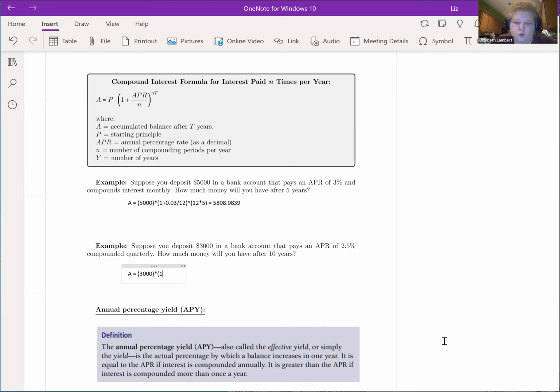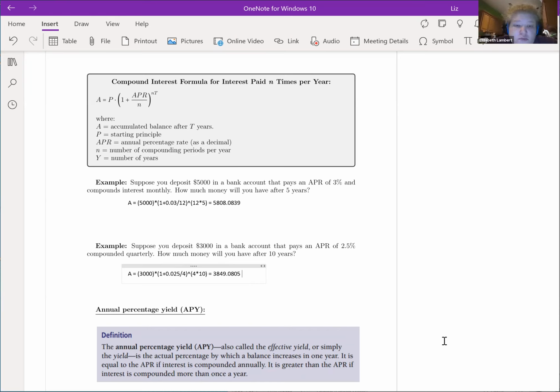And then we're going to do 1 plus our 2.5%, which is 0.025. And we're going to divide that by 4, because quarterly is 4 times a year. And that is going to get raised to the 4 times the number of years, which is 10. So that is only 40 compounding periods. So let's see what we get. Yep, 3,849 and some change.